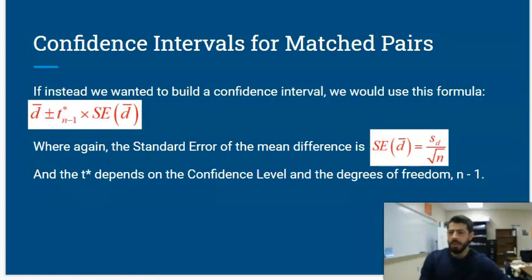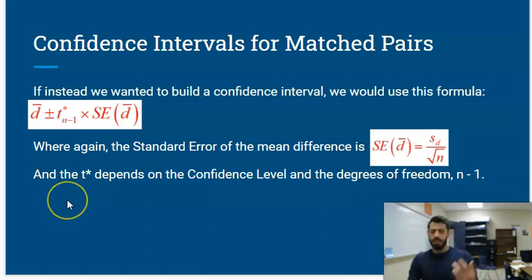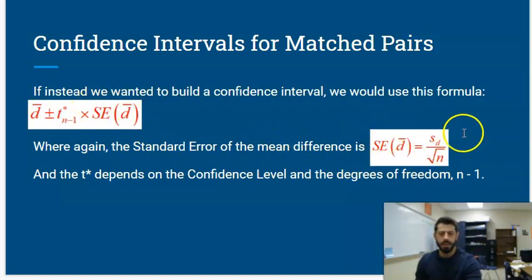And as you might assume, if you're going to construct a confidence interval for matched pairs, the format of doing that would be the same as if you were doing a confidence interval for one sample mean. You can have your point estimate be the differences, and you can add or subtract a margin of error, which is constructed of a critical t times a standard error, and again, there is that standard error formula for you.